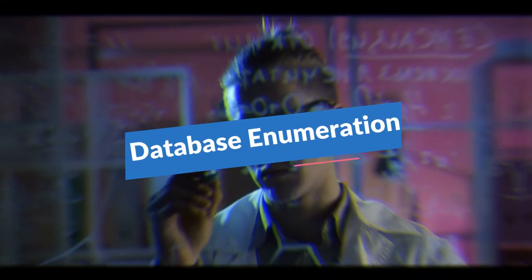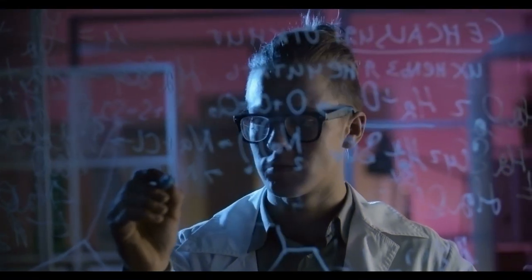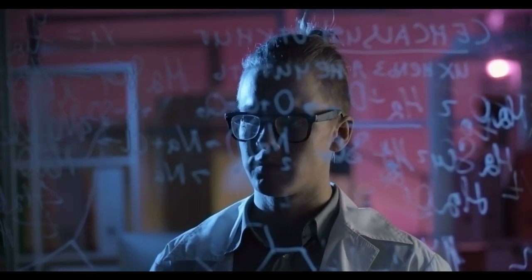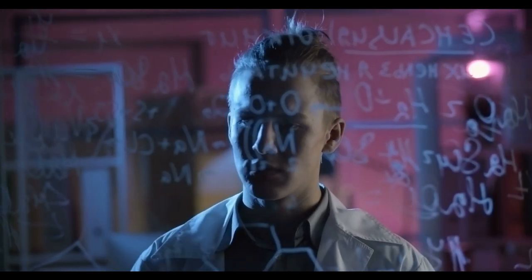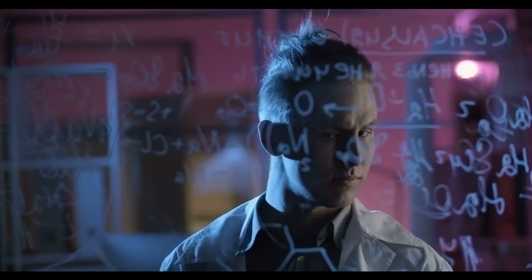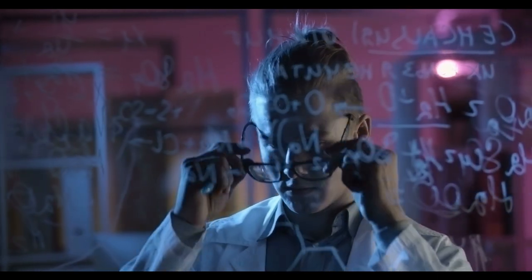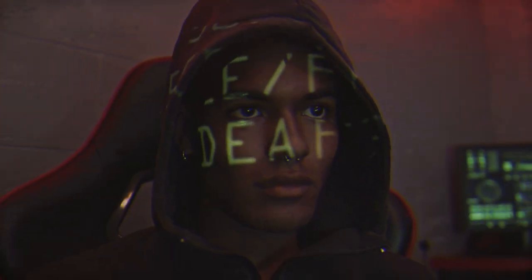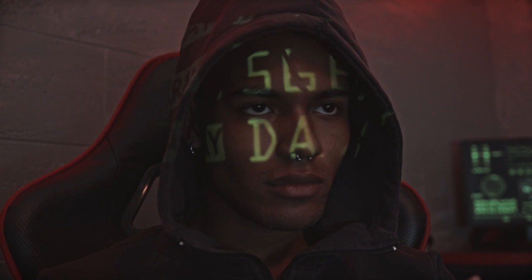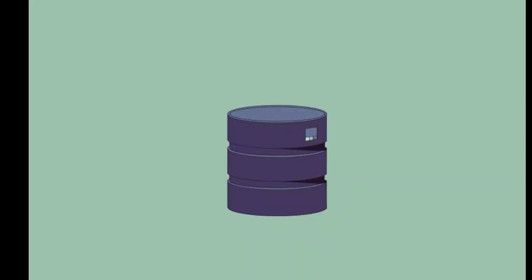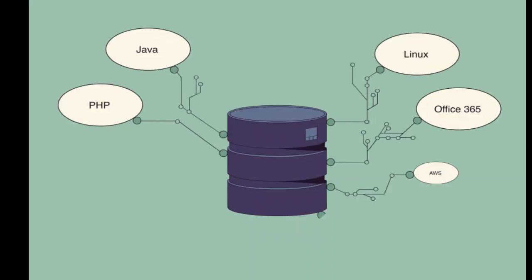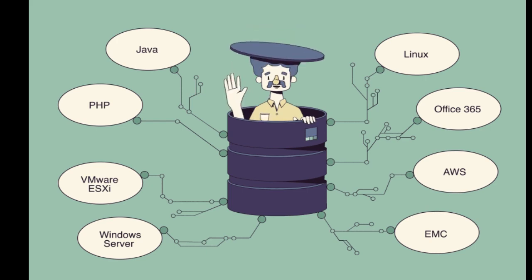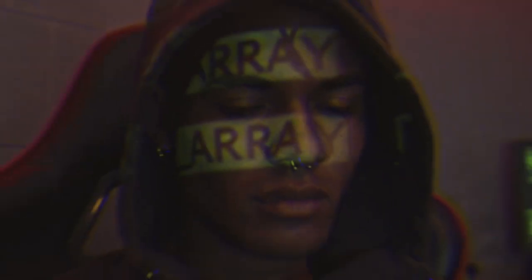Database enumeration. Ethical hackers may use SQL queries to gather information about a target database, such as the names of tables, columns, and user accounts. This information is valuable for understanding the structure of a database and identifying potential vulnerabilities. Data extraction. In ethical hacking scenarios, security professionals use SQL to extract data from a database to demonstrate the impact of a potential breach. This is done to show how an attacker could access sensitive information.